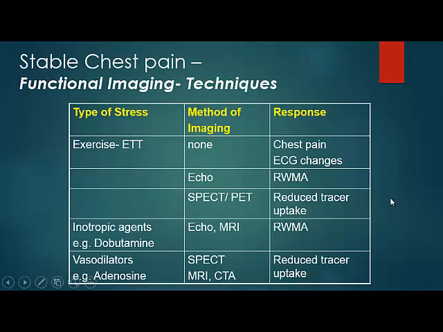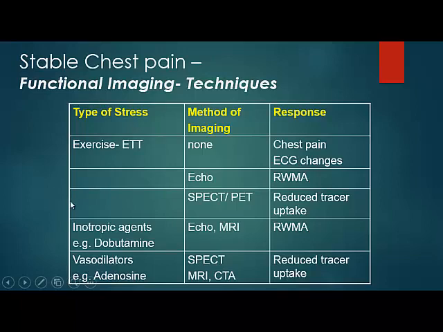So this is a summary slide of different stress imaging techniques and the stress imaging agents we use. So the commonest stressing agent, and some people strongly believe exercise is the best stressing technique. Then you have inotropic agents like dobutamine, which we use with echo particularly. And then we have vasodilators like adenosine, which we use again with SPECT, MRI, or now beginning to use with CT angiography as well. So the response that we see with any of the techniques depends upon the type of stress we have used and what that modality can show us.